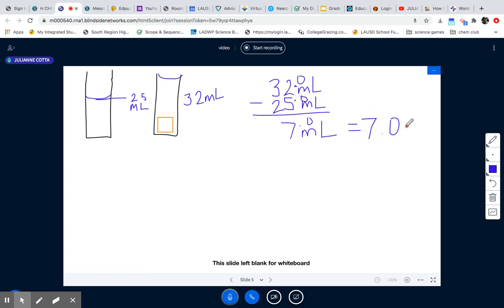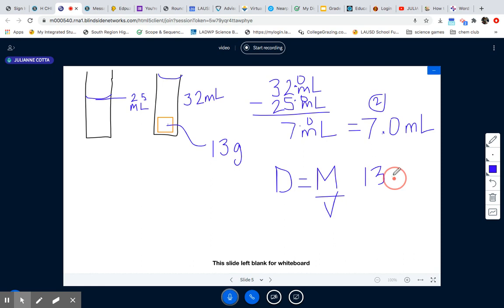So it has a precision of 2 significant figures. What I know about this block is that it has a mass of 13 grams, and we know its volume from what we just did in the first part. So now we can do density. Remember, density equals mass over volume, and density is in grams per milliliter. So the mass of that block is 13 grams, and we showed that the volume is 7 milliliters.